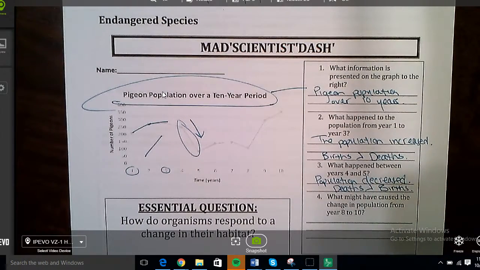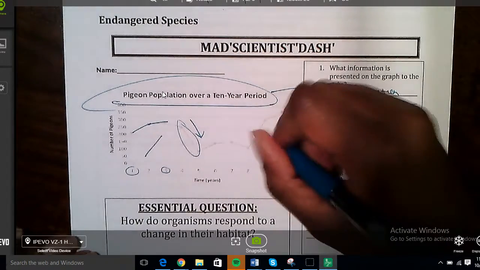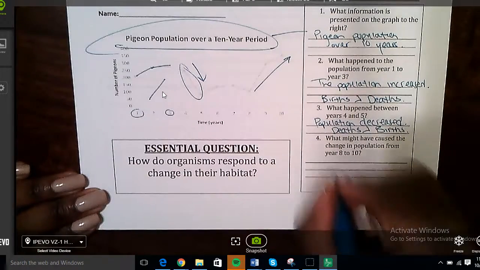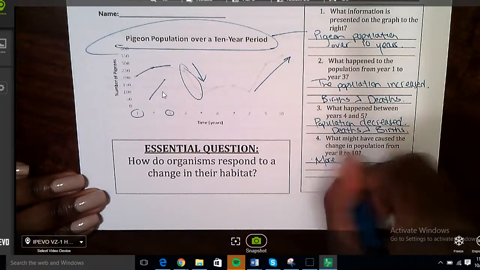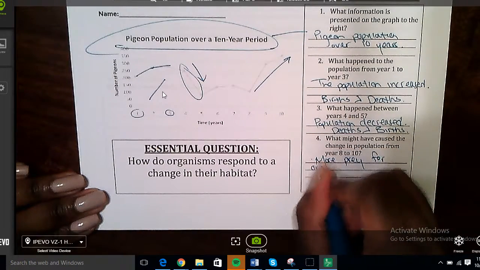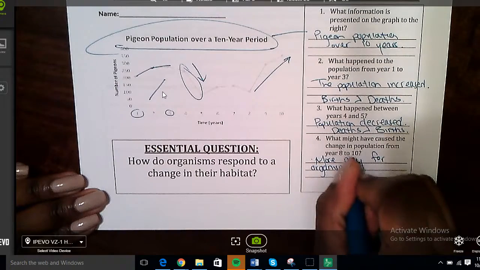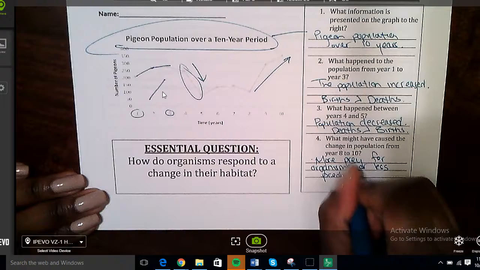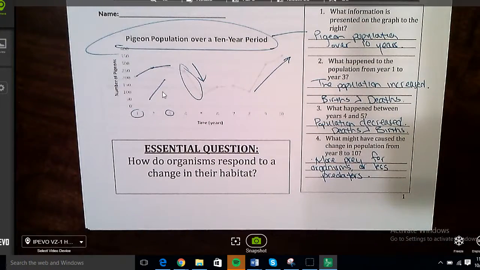And what might have caused the change in population from year 8 to year 10? So what would be some reasons why the population would begin to increase again? We can say that there's more prey for the organism to eat. More prey for organisms. Or fewer predators. There are fewer organisms out there that are eating pigeons.